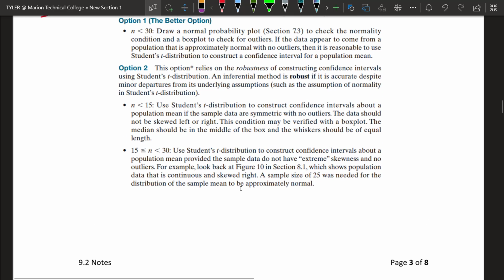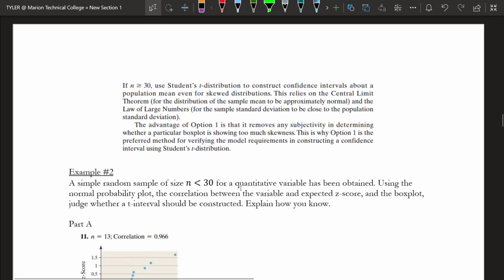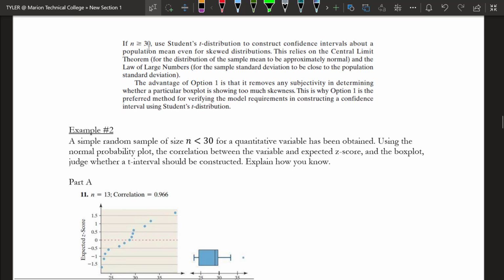skewness. Right. So then if n is greater than or equal to 30, we want to use student's t-distribution to construct confidence intervals, right? So we're good with that because of the central limit theorem and the law of large numbers. And then just to keep in mind, the reason why option 1 is better to use is it removes any subjectivity in determining whether a particular box plot is showing too much skewness or not, right? So option 1 is going to be a better fit for that.